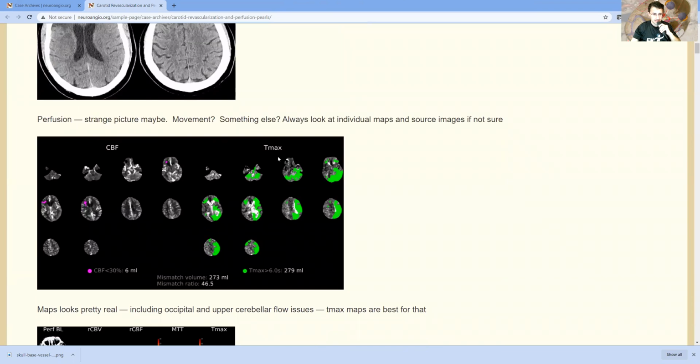So look at these maps. You see how there's just a lot of weirdness here, right? Look, bilateral maybe. Probably this never reperfused, so still pink, huh? Cerebellum seems to be doing something, maybe the thalamus. So it looks a little bit weird.